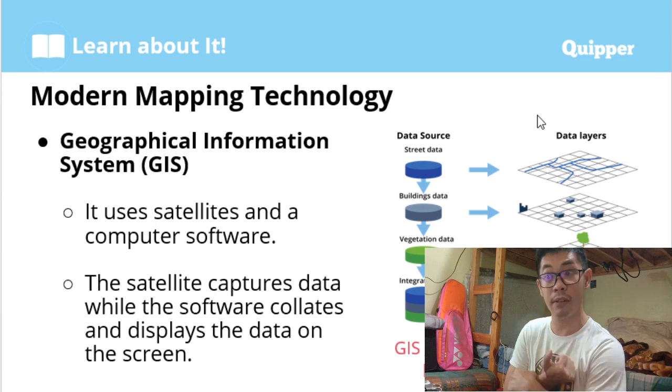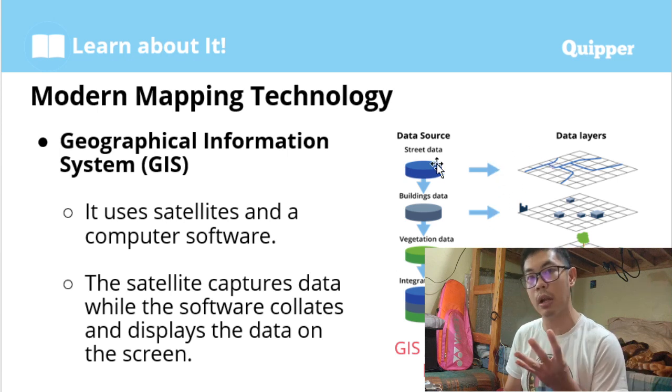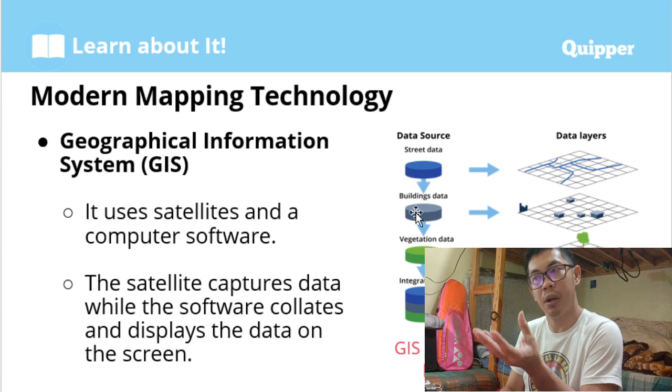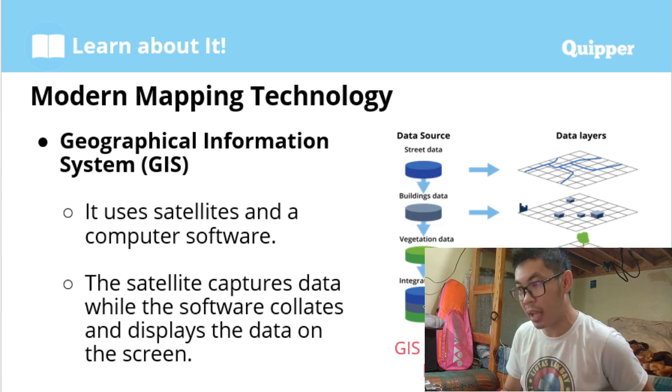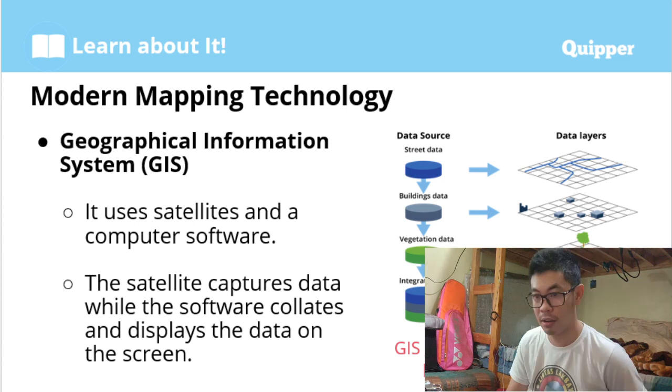So ito na po yung nakikita natin, on top of different layers that I've mentioned sa Google Earth, to be specific: yung street data, tapos na overlay siya. So una natin dito yung street data, nakapatong po siya sa building data, na nakapatong po sa vegetation data. These are your trees, your different places, your land masses, and even your water bodies. It uses satellite and computer software, and satellite captures data while software collates the data and displays the data on the screen. So, ito yung pinaka-latest na po natin, no?